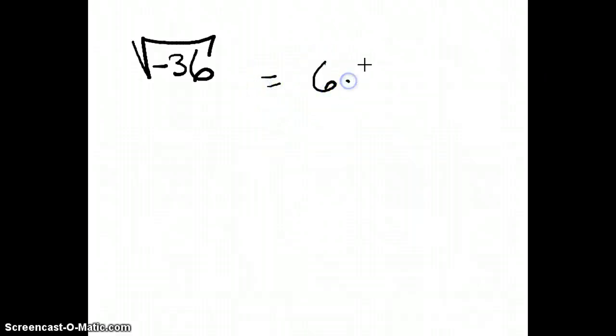Now, what happens if you run across something like this? What number times itself will give me negative 36? Well, my first thought is 6 times 6. Does that get me to negative 36? No. Okay, well, let's make it negative 6 times negative 6. Does that get me to negative 36? No, they're both positive 36 is my solution.